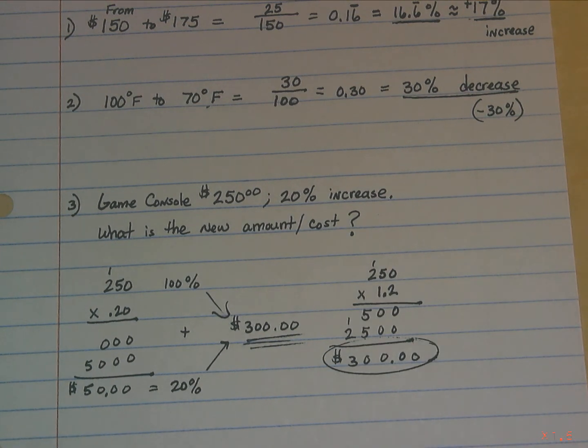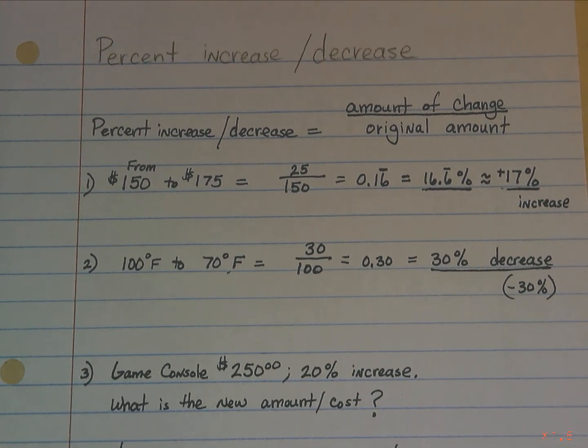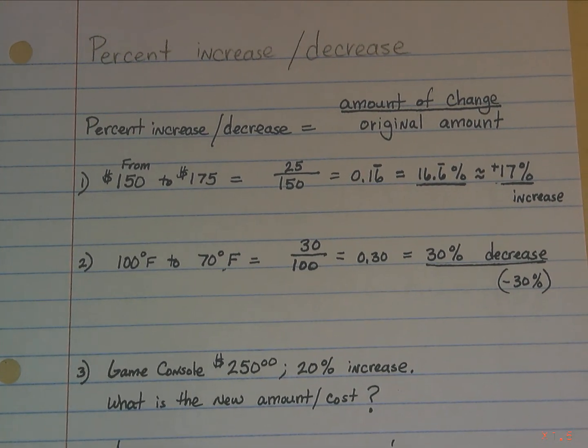And that's basically it for now. This is on percent increase decrease. We'll talk later more about savings, and then maybe taking away from 100% and showing that down the road.